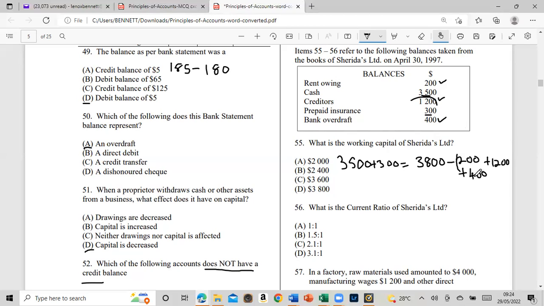All right, so 6, that's 8. So that is $2,000. So 55 is the pay. So if you work out the $2,000, what is the current ratio of traders? And that is C, 2 to 1. All right, so let's move on to 57.